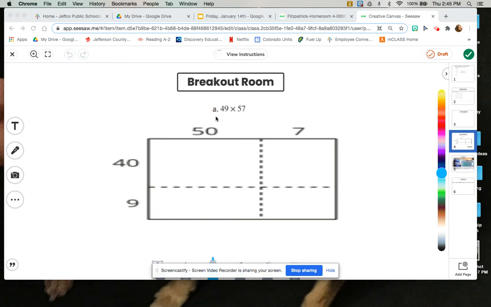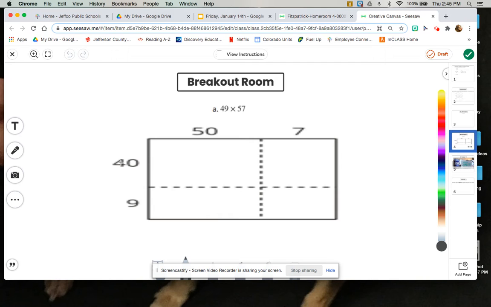We're going to break down our problem into place values. So we're going to go ahead and put a plus sign in a box. So the kids will make a box and put a plus sign. And then we're going to break our numbers into place values. So we have 50 and 7, so 57, and then we have 40 and 9 for the 49. Okay, and then let's go ahead and get started and let me show you the math to it.